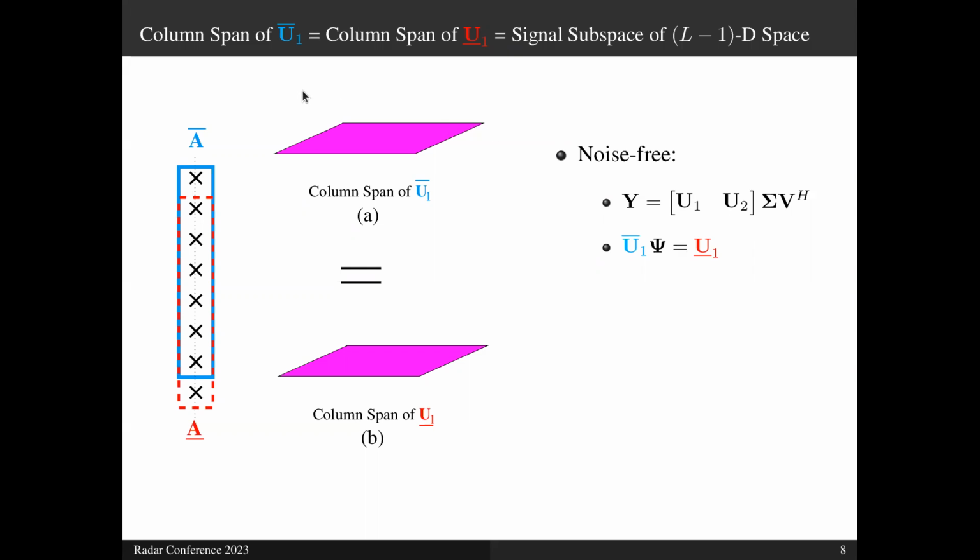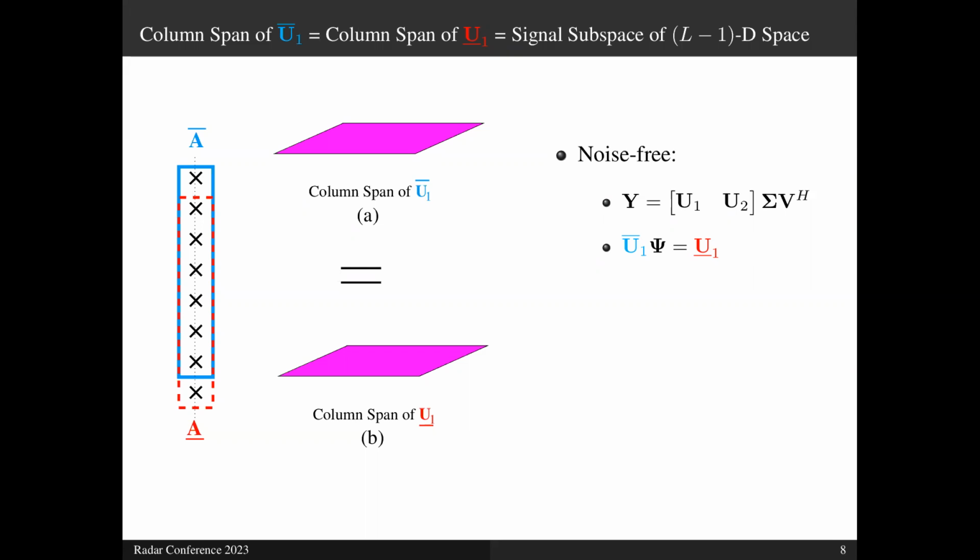If we look at the column span of U1 top and U1 bottom, they are also equal to the signal subspace of L-1 dimensional space. So the column spans of U1 top and U1 bottom are exactly equal as shown here. As a result, U1 top and U1 bottom satisfy this equation from which we can compute the psi matrix, which is again related to the spatial frequencies Fs1 and Fs2. And we can precisely evaluate Fs1 and Fs2.